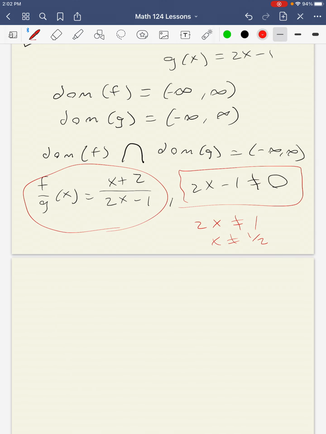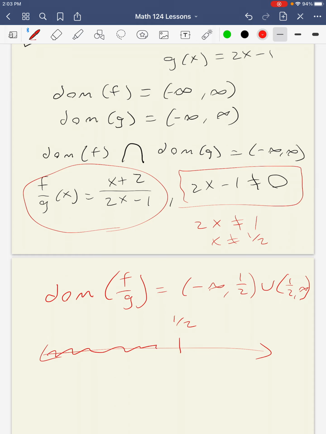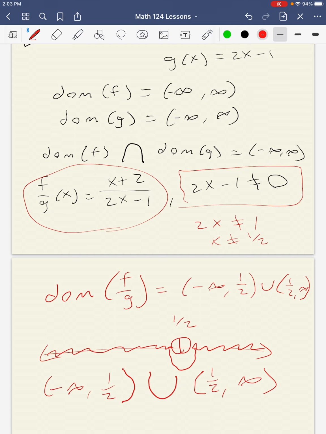Right, so here we found f over g, and the domain of f over g is now all the numbers, but we have to exclude 1/2. Let me draw a number line here. Here's the number 1/2. So we could take all the numbers less than 1/2, then we jump over 1/2. From minus infinity to open 1/2, we could plug those numbers in, but then we have to jump over 1/2. So this is the domain.